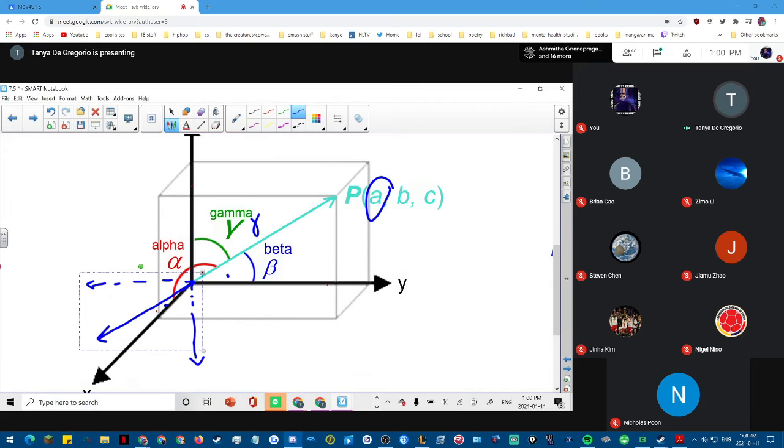Hold on a second. This is not correct. There you go. Opposite angles.